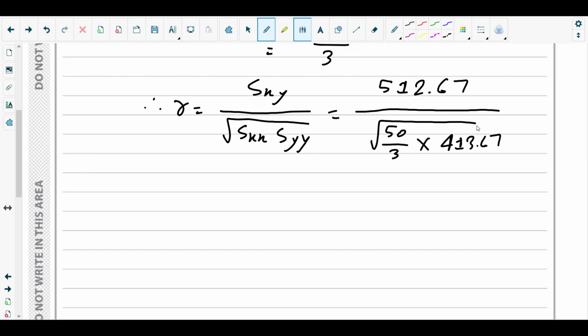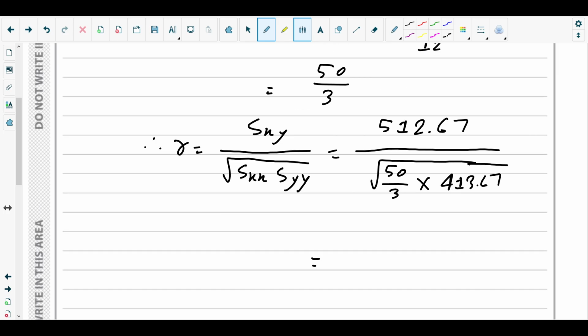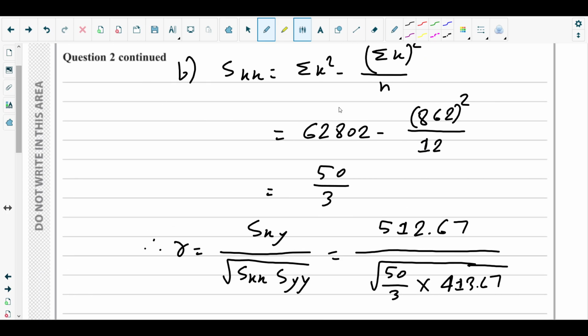Now we need to find out the value. Use your calculator to calculate the values here. So 50/3 times 413.67, square root of answer. That would give you 4 point something. Oh wait, so it's not 50/3 over there, it should be 62 squared over 12.